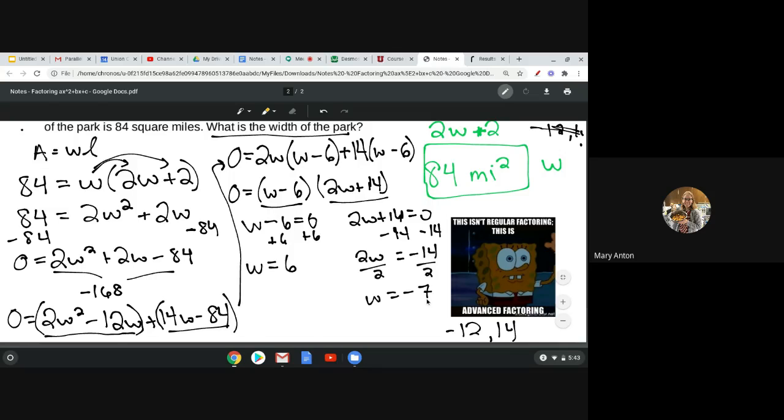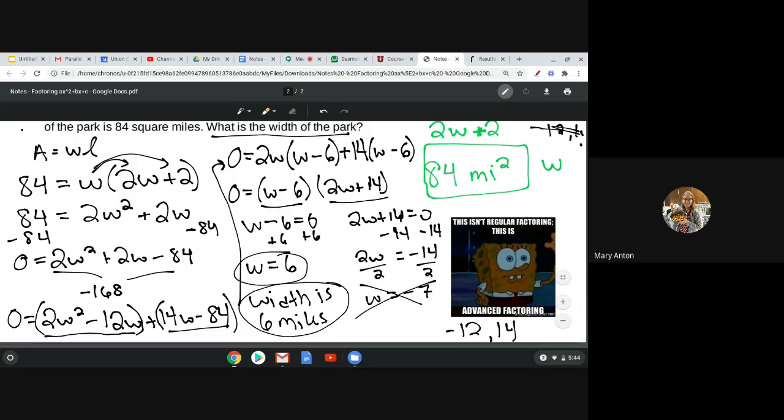Negative 7 does not make sense in the context of this problem, does it? That means we can rule this out because we can't have a negative width. Now, if I give you a 7-foot cake, I can't give you a negative 7-foot cake. Okay, so that means our width is 6. So that means our width is 6 miles.